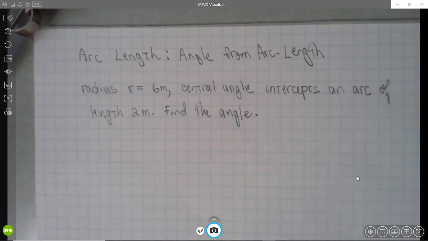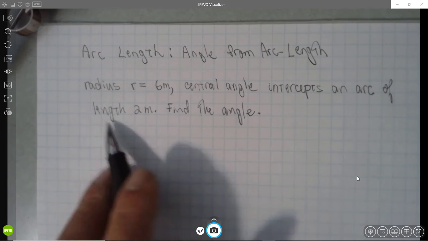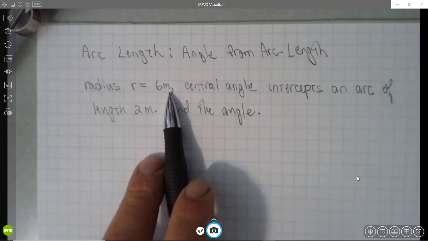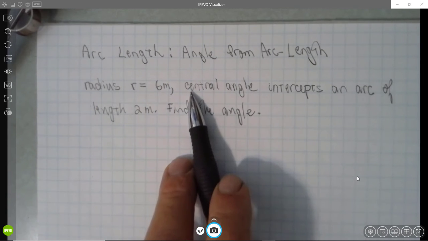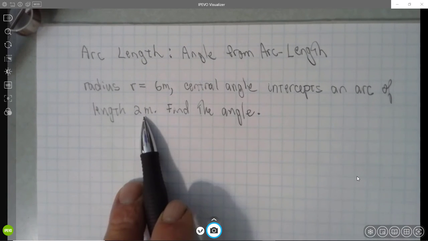In this tip, I want to show you how to work a problem that goes backwards. Instead of giving you the angle and asking you for the arc length, it goes the other way around. It tells you the arc length and asks you for the angle. So the story is we have a circle with a radius of 6 meters. The central angle of the circle intercepts an arc of length 2 meters.